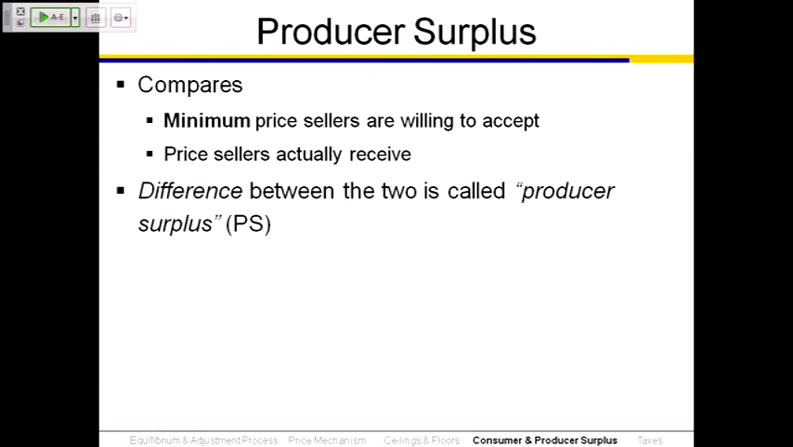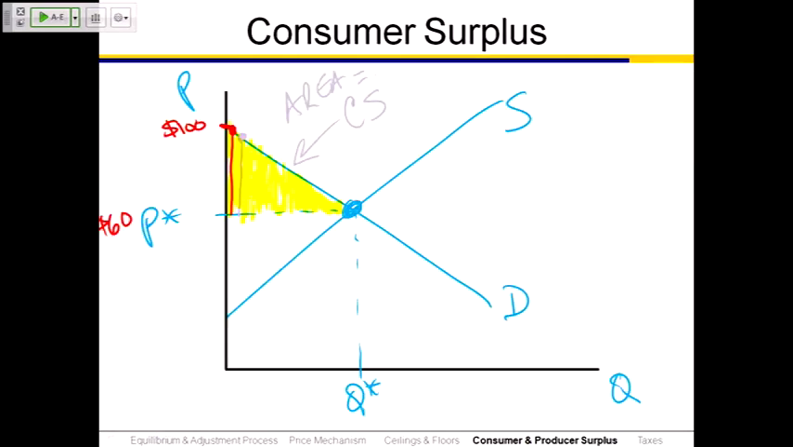So if we go back to that picture we just had, the producer surplus is going to be the area below the price and above the supply curve. That's going to tell us the total for the market producer surplus. So that area, the area of that triangle, would be the producer surplus.